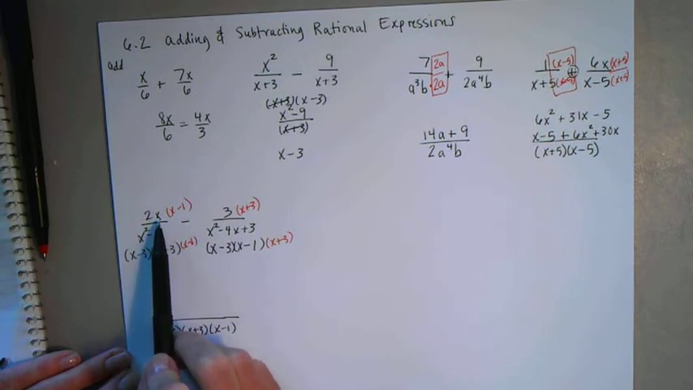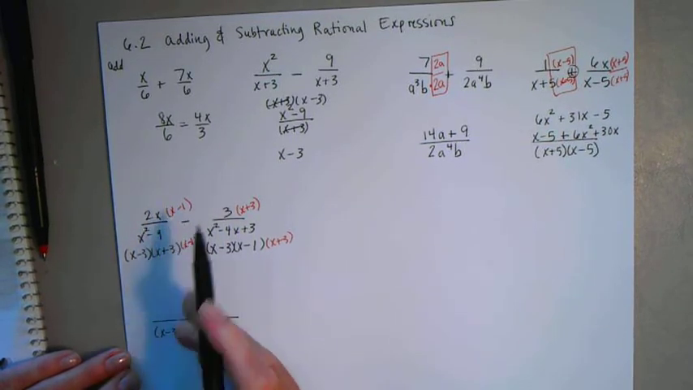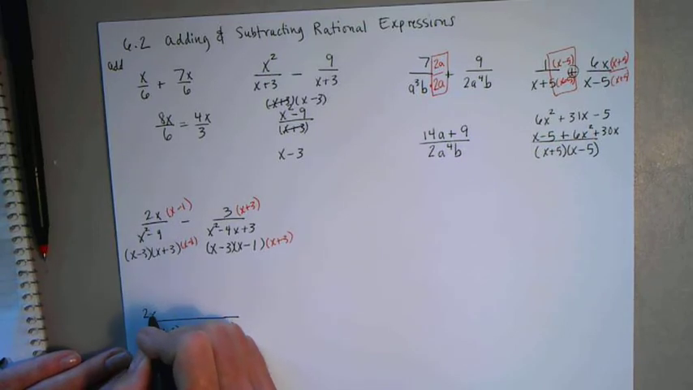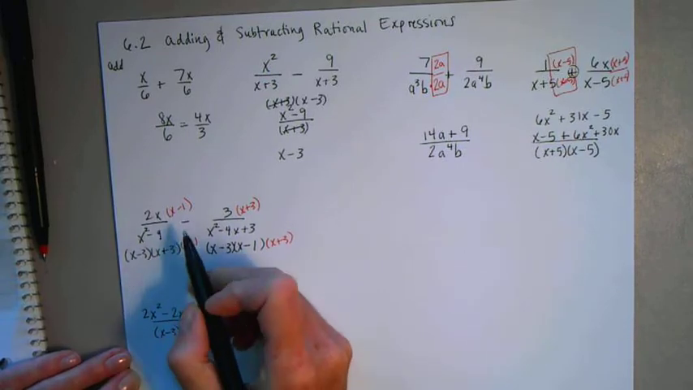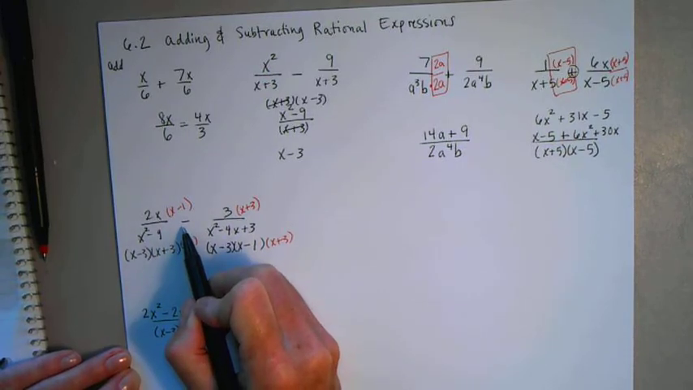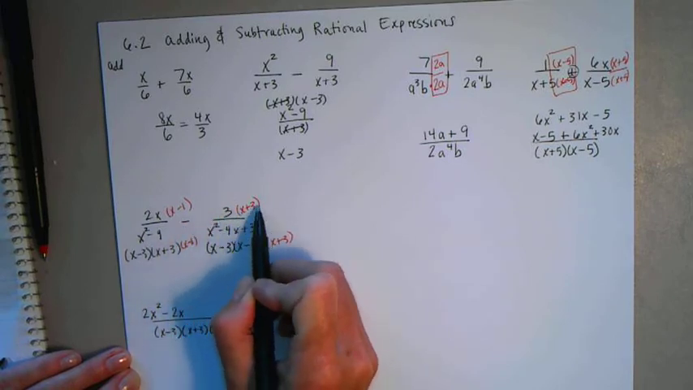Alright, now I have 2x times x minus 1. So I get 2x squared minus 2x. Now, be really careful here. This is huge. This is a point of errors. It's one that they'll even catch you with sometimes on test questions, because people will forget that this subtract will distribute through the whole numerator.